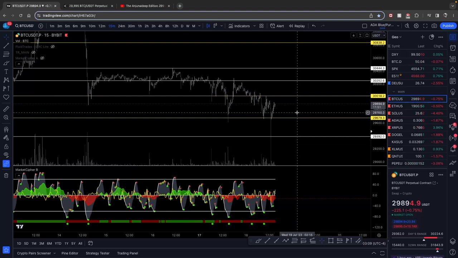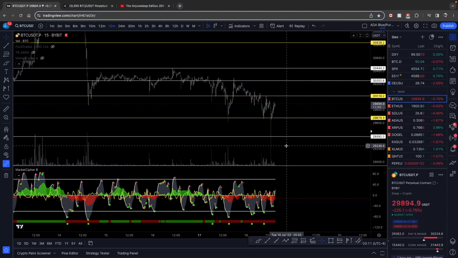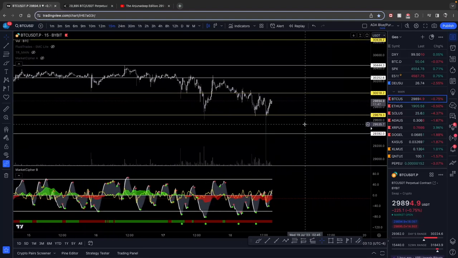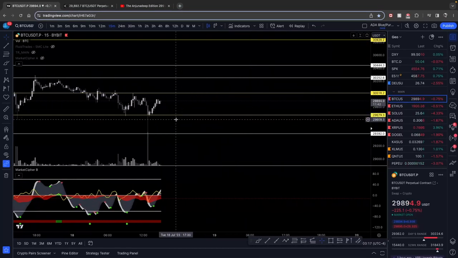Okay. So when it comes to scalping, how do you actually enter? You can limit. Sorry, mate.